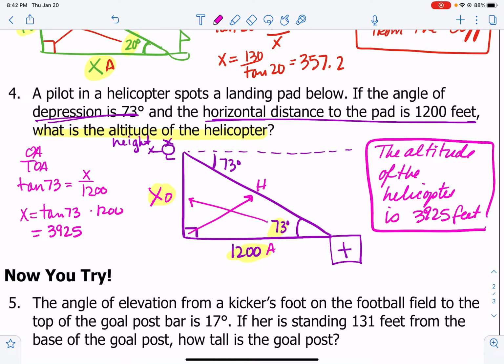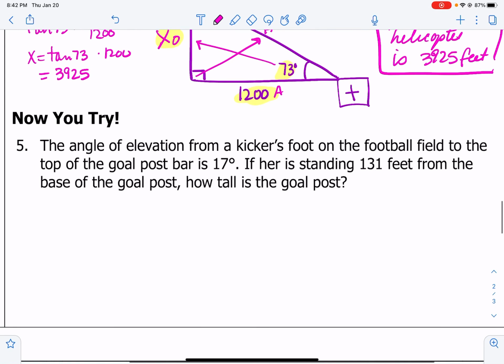So your answer needs to make sense. If you're 1,200 feet, that's 4 football fields. If you're 4 football fields away from a landing pad and you're looking down pretty steep, almost straight down, not quite, but almost, you better be pretty high. If we got a number like 2, that would be incorrect. So remember, we've talked about, does your answer make sense? Is it reasonable? So make sure that you can find that. All right, one more.